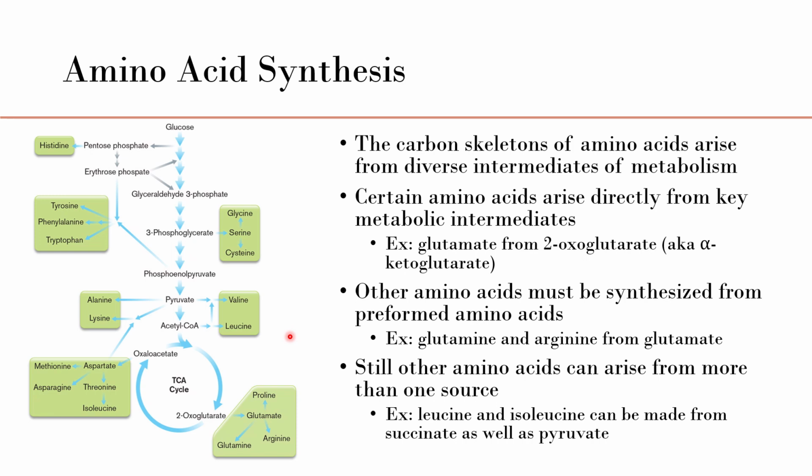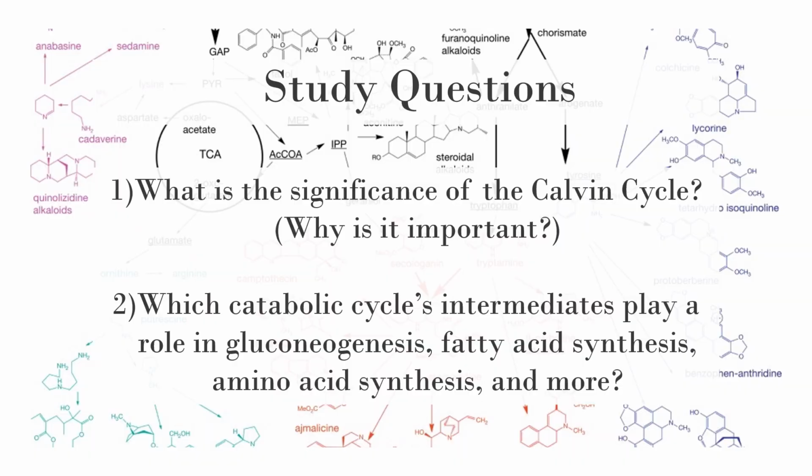Other amino acids have to be made from preformed amino acids, like we can see here. We have to make glutamate first, then from it we can make the arginine, the glutamine, or proline. So that is just a very, very brief overview of amino acid biosynthesis. Read the book if you're curious about more, but we are not going to have time to cover more than that.